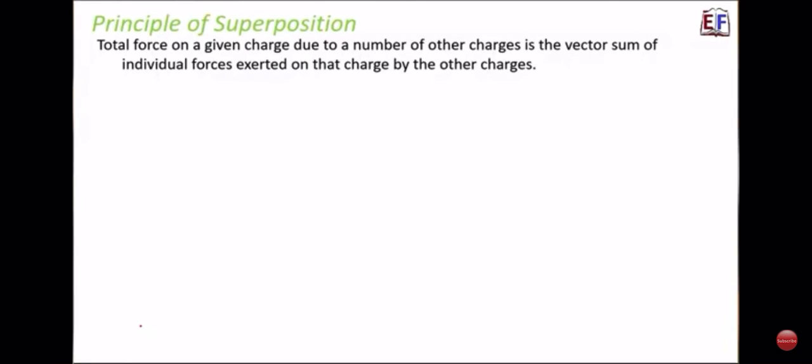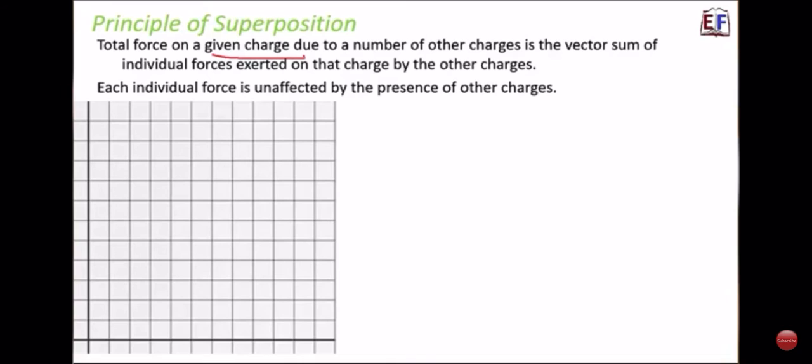Principle of superposition states that the total force on a given charge due to a number of other charges is the vector sum of the individual forces exerted on that charge by the other charges. Now, let us look at it in this way. Let us suppose these are some of the charges, Q1, Q2, Q3, Q4, Q5 and so on till Qn. So you have multiple charges. Right? Now let us suppose we have to find out the total force on Q1 due to all of these charges.